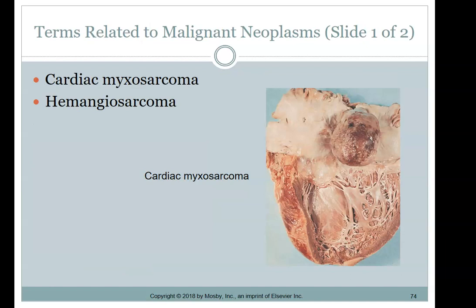The cardiac myxosarcoma is a rare cancer of the heart, usually originating in the left atrium. A hemangiosarcoma is a rare cancer of the cells that line the blood vessels.